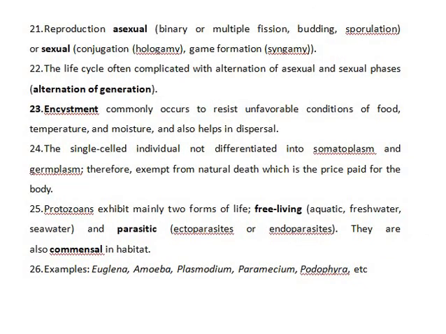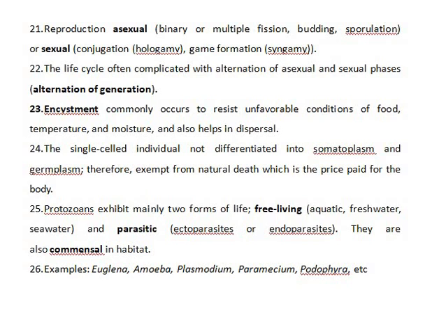Reproduction is asexual, that means binary or multiple fission, budding, and sporulation. Sometimes sexual reproduction occurs, like conjugation, hologamy, and gamete formation, that means syngamy. The life cycle is often complicated, with alternation of sexual and asexual phases, alternation of generations. Encystment commonly occurs to resist unfavorable conditions of food, temperature and moisture, and also helps in dispersal.